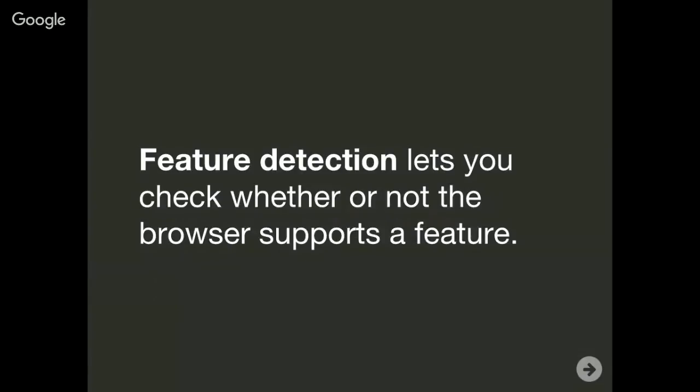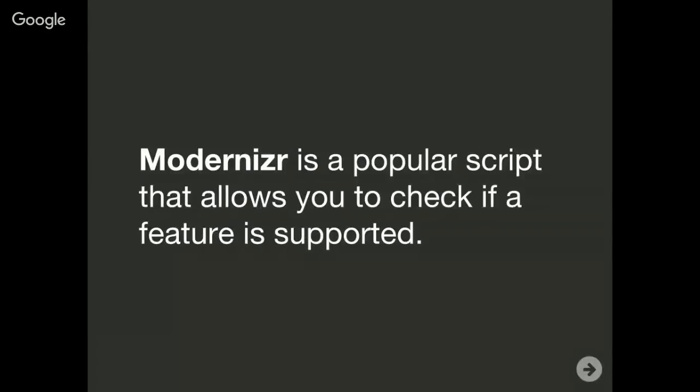Another popular API is feature detection. So for example, you need to check if a certain browser supports a certain feature, and there is an API called Modernizr that you can include as a script, and it's going to do this checking for you.